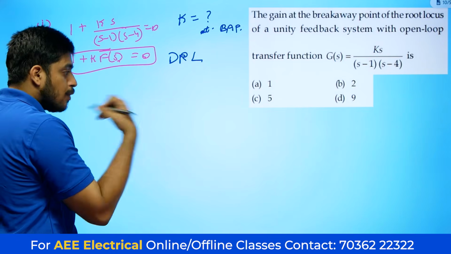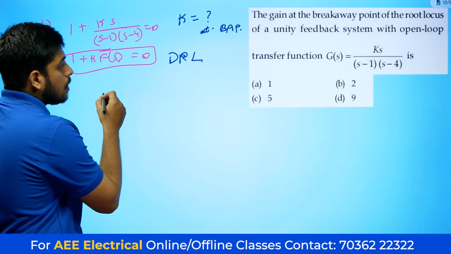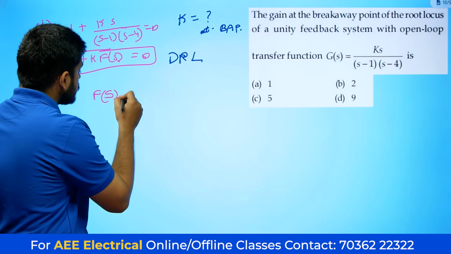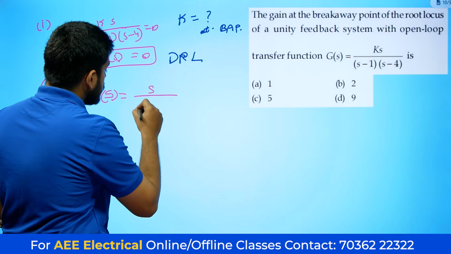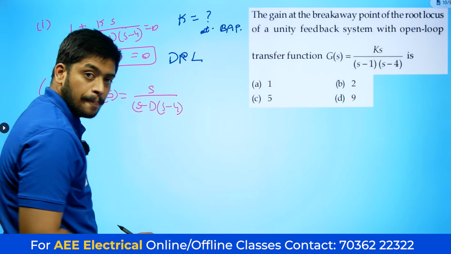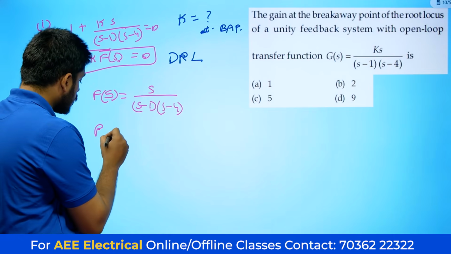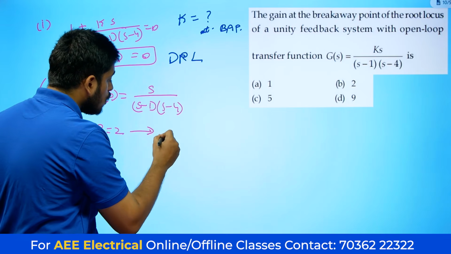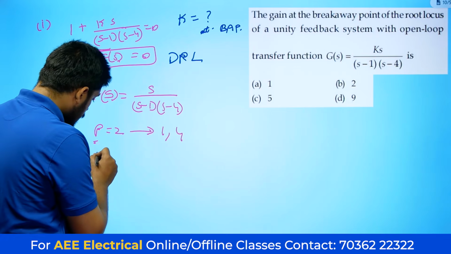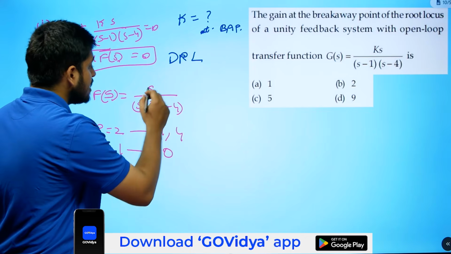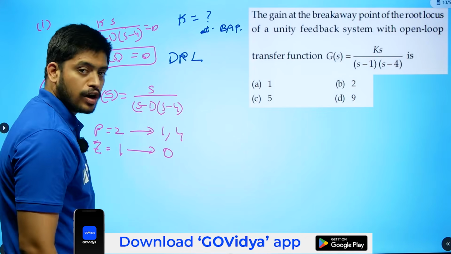Let us go through the pole-zero diagram. So what is my f of S? F of S is equal to S by (S minus 1)(S minus 4). Okay. Now what are my poles? What is the number of poles? There are 2 poles, and they are 1 and 4. And what is the number of zeros? 1 zero, which is S equal to 0. Okay. S equal to 0 is my zero, and 1 and 4 are my poles.